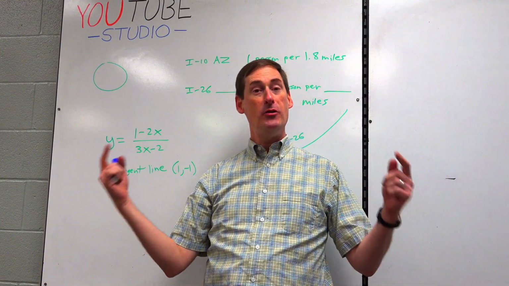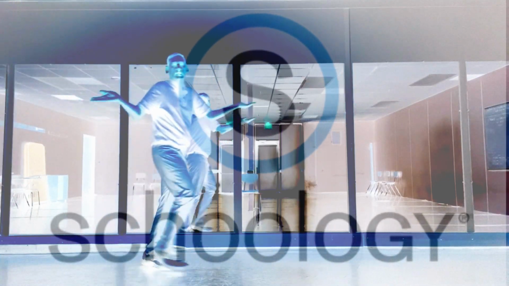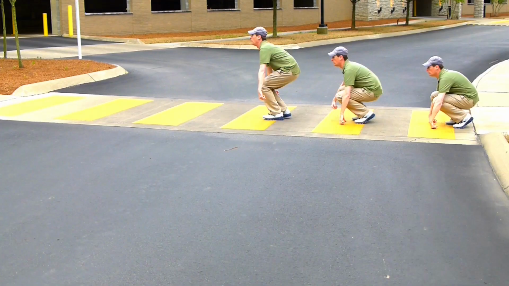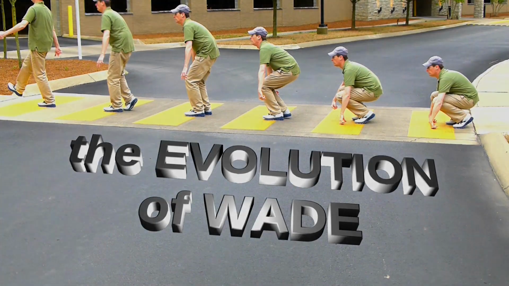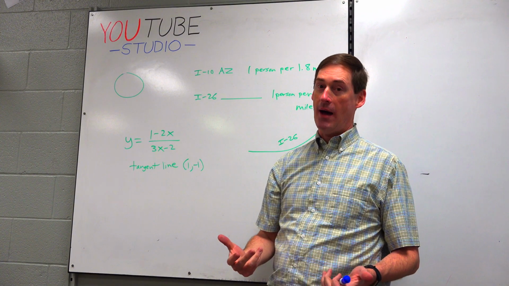It's time for a brand new chapter, AB students. It's chapter 3. Now we're off Schoology, every single grade, and that's the story of the evolution of Wade. So today we start off with lesson 3-1, obviously.